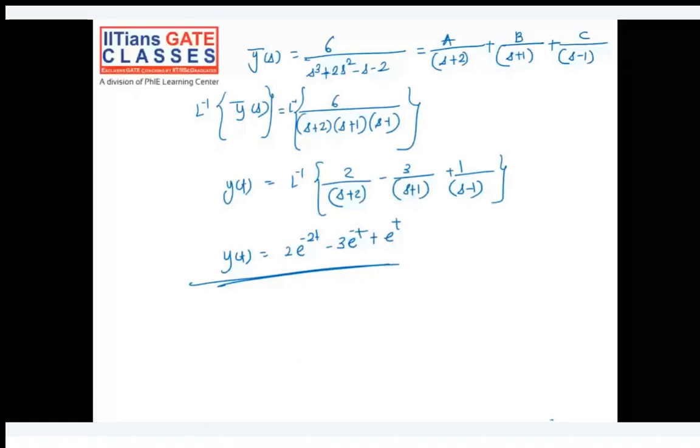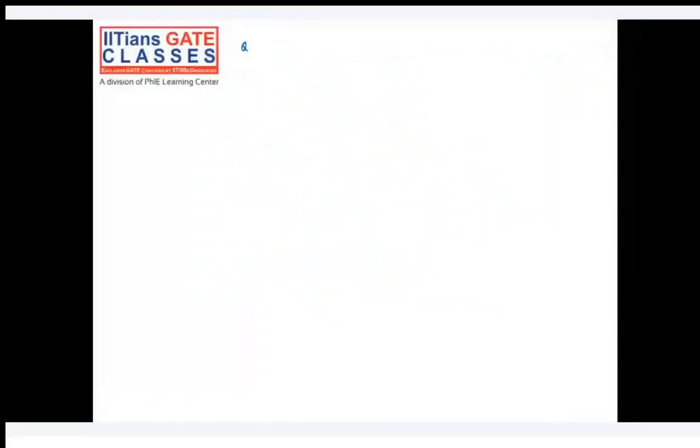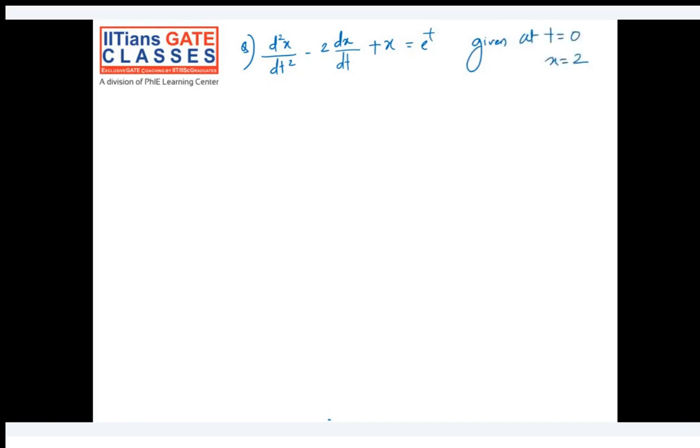Let me give you one more question on this. Okay, this is the last question. After this the session will end. d2x by dt square minus 2 dx by dt plus x is equal to e to the power t. Okay, given at t is equal to 0, x is equal to 2, and at t is equal to 0, dx by dt is equal to 1. Okay, this is the given data.